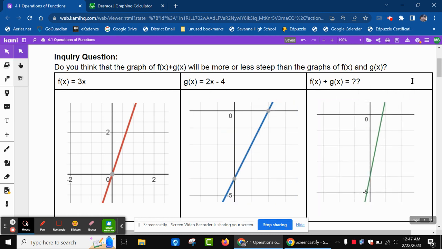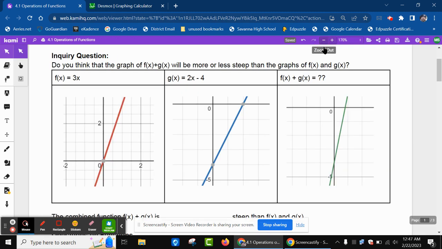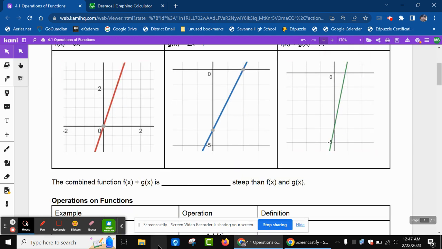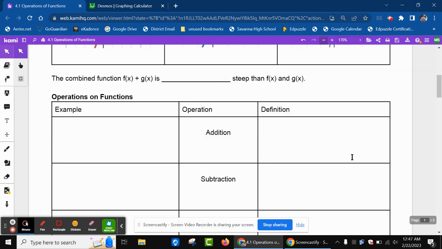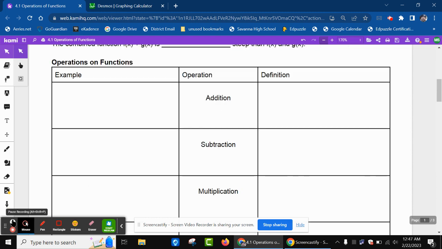So the question that we have is, the combined function of f of x plus g of x is more steep or less steep? Go and fill this in and answer the Edpuzzle question that we're going to have. All right, going on. Basically, we are now going to be combining functions in different ways with addition, subtraction, multiplication, and division. So let's dive into it.